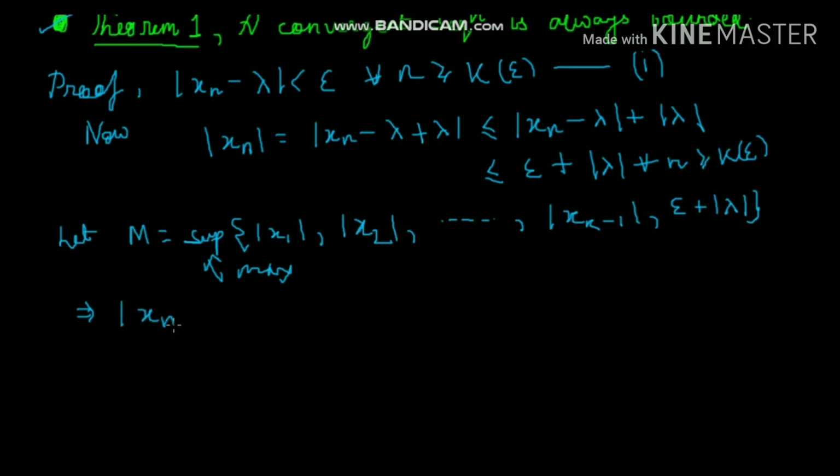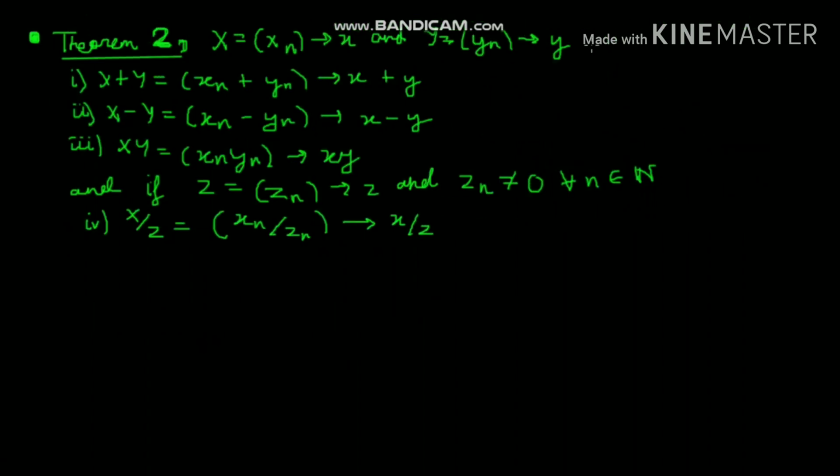That is just an example. So we find that mod of xn is less than or equal to M for all n belonging to natural numbers. So we wanted to prove this thing, and as you can see, the proof was very simple. It didn't require any sophisticated tool. We just needed the idea of the limit of a sequence. So we are done with this proof, and we will go on to our next theorem, that is theorem 2.